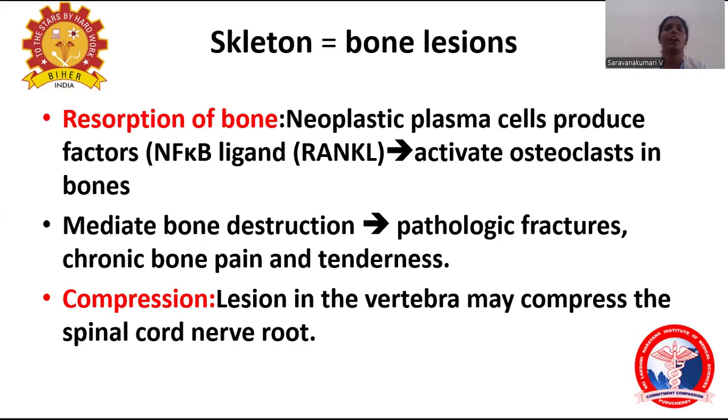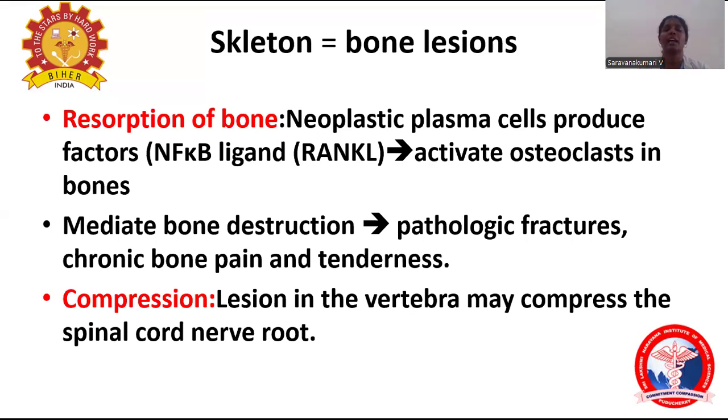Skeletal system: because of involvement of the skeleton, it produces bony lytic lesions. The reason for these lesions is that the neoplastic plasma cells produce NF-kB ligand. This will activate osteoclasts in the bone and mediate the bony destruction. Because of this bony destruction, the patient can undergo pathological fractures. Sometimes they can have mild chronic bony pain and tenderness.